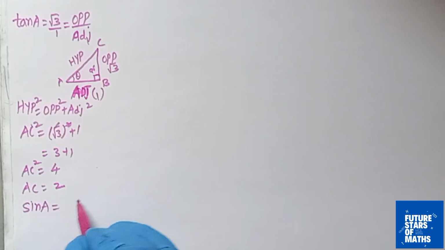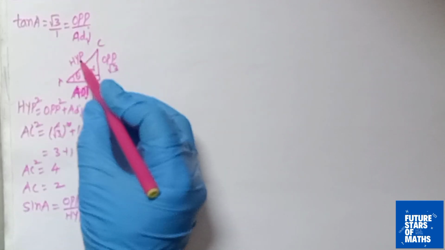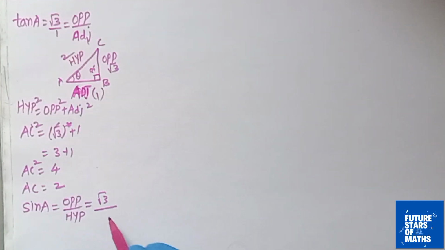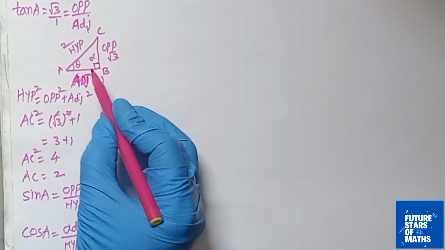Sin A is nothing but opposite by hypotenuse. So it is equal to the opposite side root 3, and the hypotenuse is what we got, 2. Next, what do we have to find? Cos A. So what is cos? Adjacent by hypotenuse. So it is equal to, what is the adjacent side? It is 1, by hypotenuse 2.